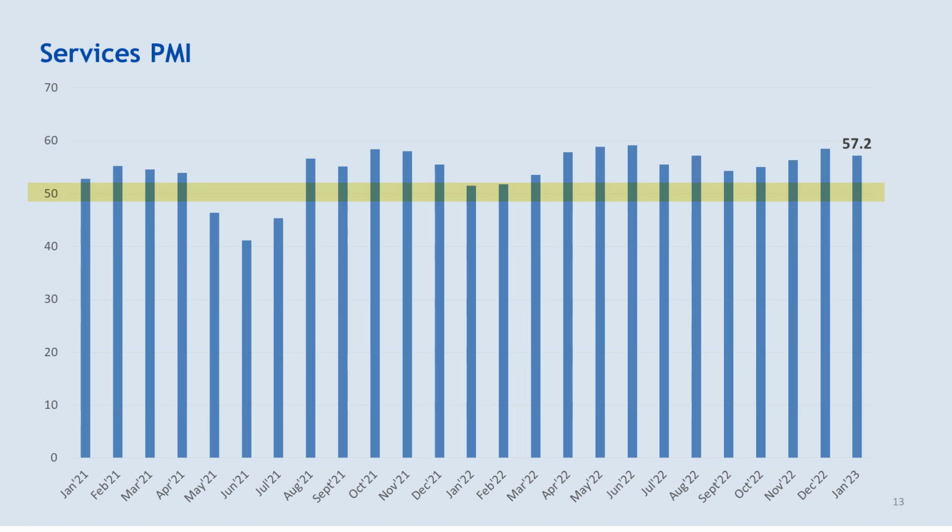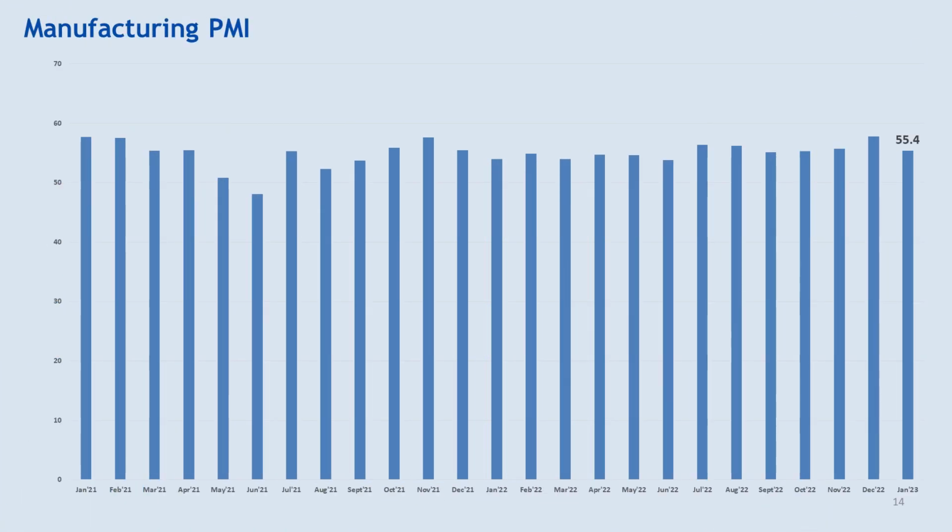So what does it indicate? Any PMI number above 50 indicates expansion, while below 50 indicates contraction. So as I said, the numbers have continuously remained above 50. That clearly indicates expansion. Moving on from services PMI to manufacturing PMI, similar is the case here as well. The manufacturing PMI numbers have also remained above 50 for the last quite a few months. So these are positive signs.